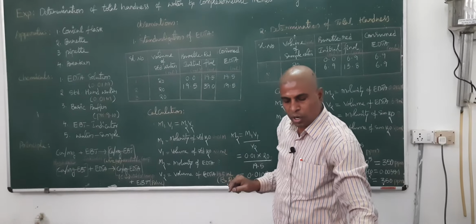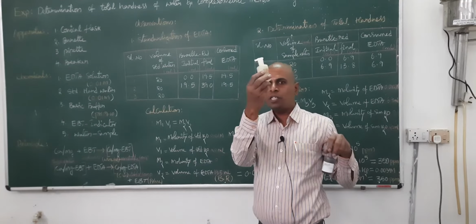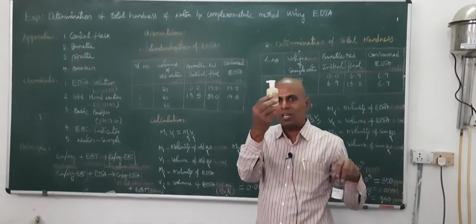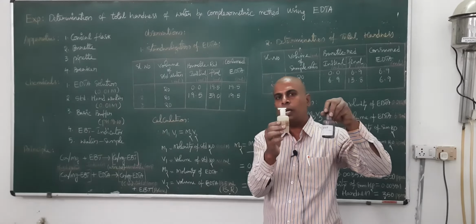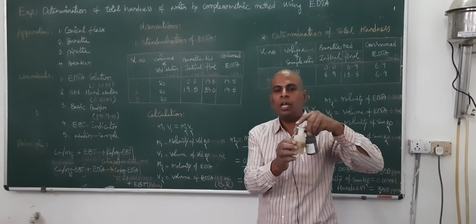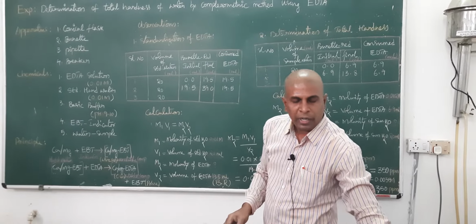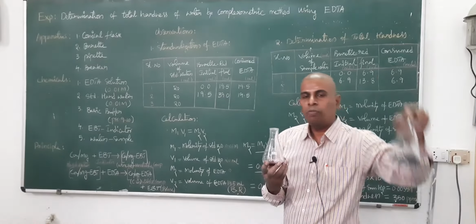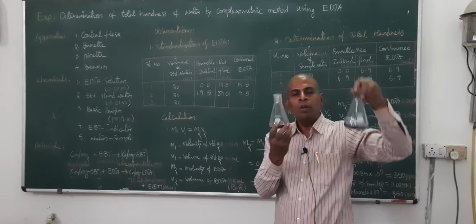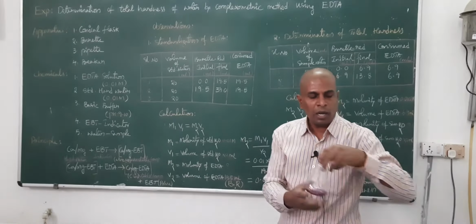What is the role of these two? The basic buffer maintains the pH at 9 to 10, and EBT is the indicator. How can we recognize the end point? With the help of this indicator. Whenever you add the indicator, we get a wine red, and the end point is the blue color. Whenever we get a blue color, we stop the titration.